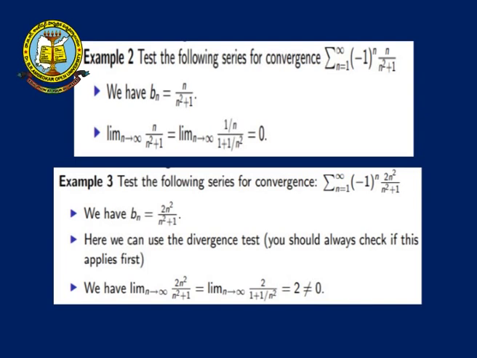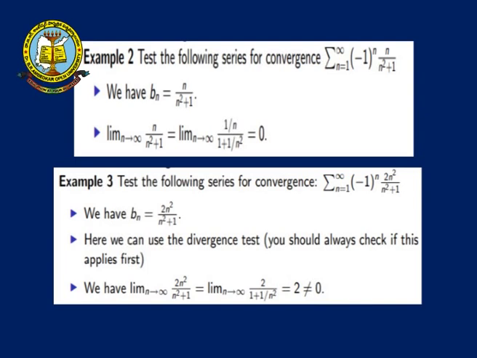Next, example 2. Test the following series for convergence: the sum from n equal to 1 to infinity of (-1)^n into n by (n square plus 1). Here the nth term is n by (n square plus 1). The limit as n tends to infinity of n by (n square plus 1) equals the limit of (1 by n) by (1 plus 1 by n square), because we take n square common in the denominator, n square into (1 plus 1 by n square), and in the numerator one n cancels, leaving 1 by n. Now 1 by infinity is 0, divided by 1 plus 1 by infinity square, which is also 0. So 0 by (1 plus 0) equals 0, therefore the series is convergent.